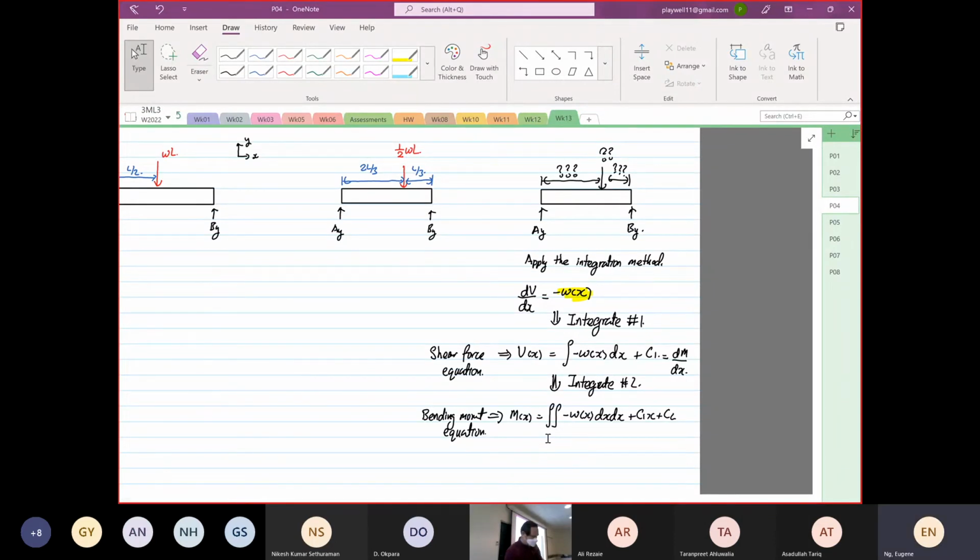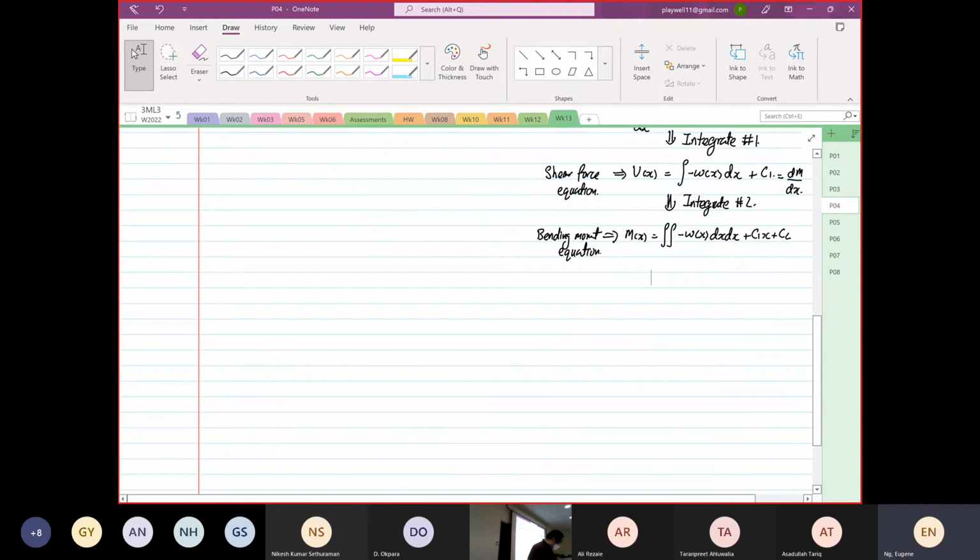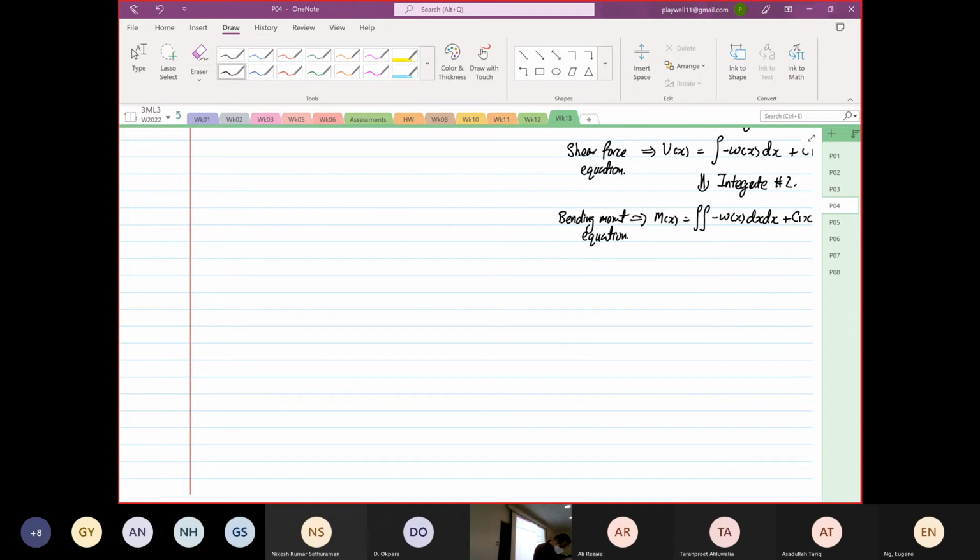Okay, we are going to look at one example, example number 1. Now, in the exam, if I specify that you have to use the integration method, you have to use the integration method to solve your problem. This example is a cantilever beam.